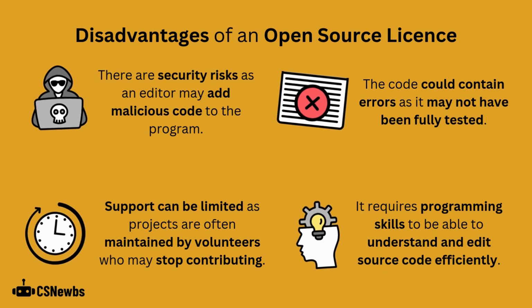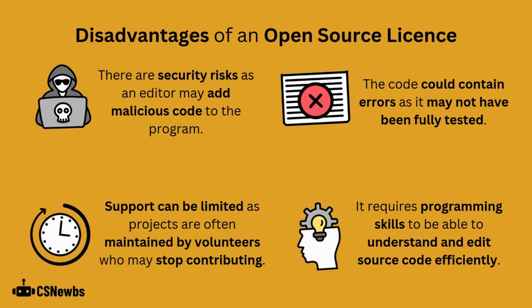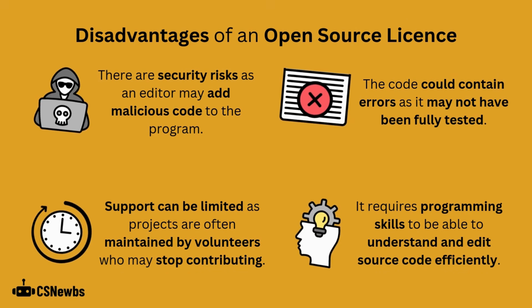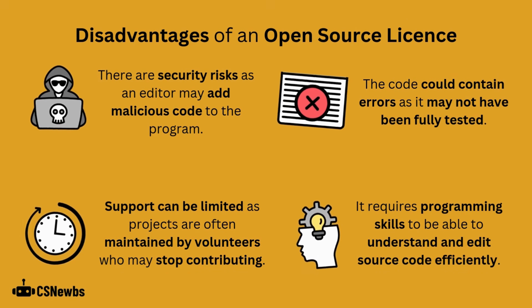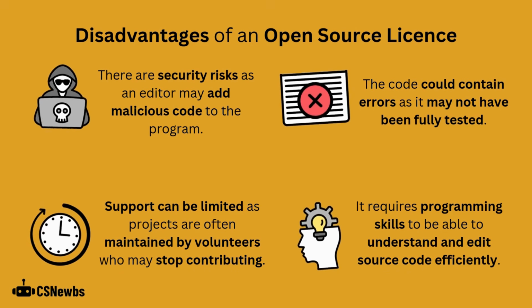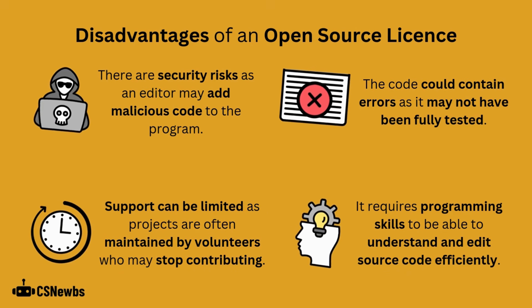The disadvantages of an open source license include that there are security risks, as an editor may add malicious code to the program. The code could also contain errors, as it may not be fully tested. Support can be limited, as projects are often maintained by volunteers who may stop contributing. Finally, it requires the programming skills necessary to understand and edit the source code efficiently.